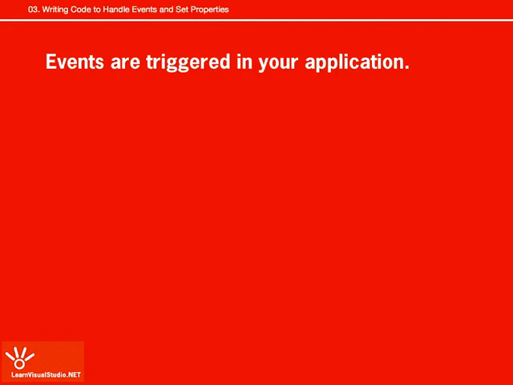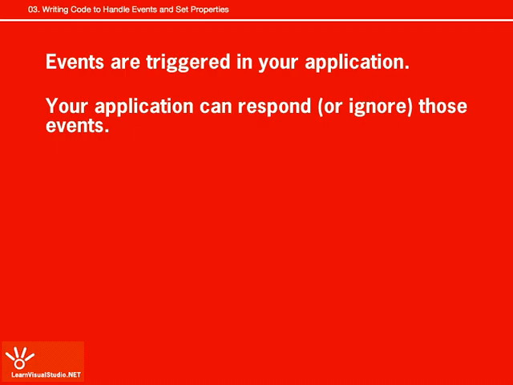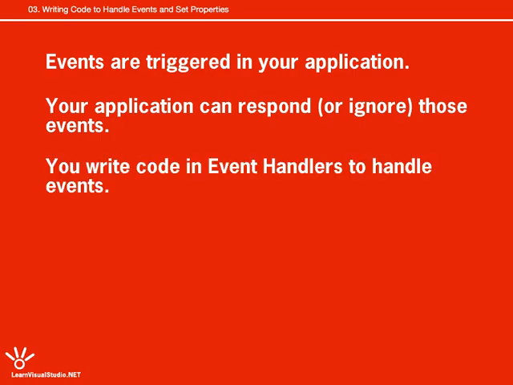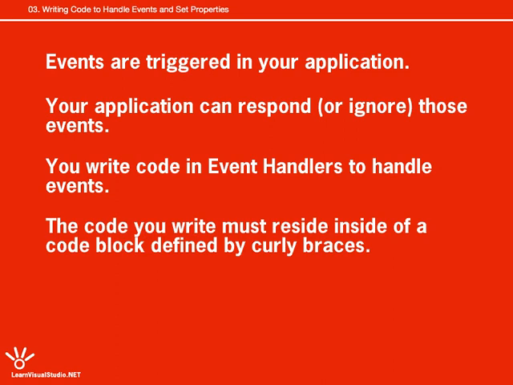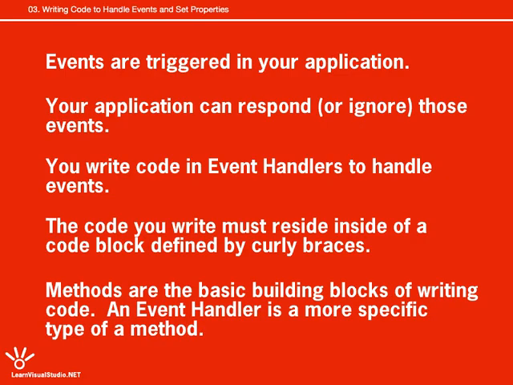So just to recap, events happen within your application, and you write your applications to respond to those events. And events can come from a number of different sources, and the way you respond to events is to write code within a code block called an event handler. A code block is defined by curly braces, and each code block is given a distinct name. In this case, the name is button1 underscore.